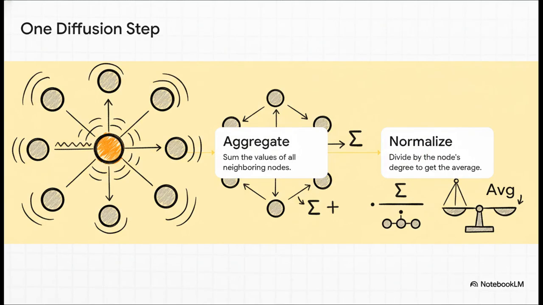So what does one step of this averaging process actually look like? It's pretty straightforward. First, a node looks at all of its neighbors and just sums up their values. That's the aggregate step. Then, to get the average, it simply divides that sum by the number of neighbors it has, its degree. And boom, that's it. That's one tick of the diffusion clock.